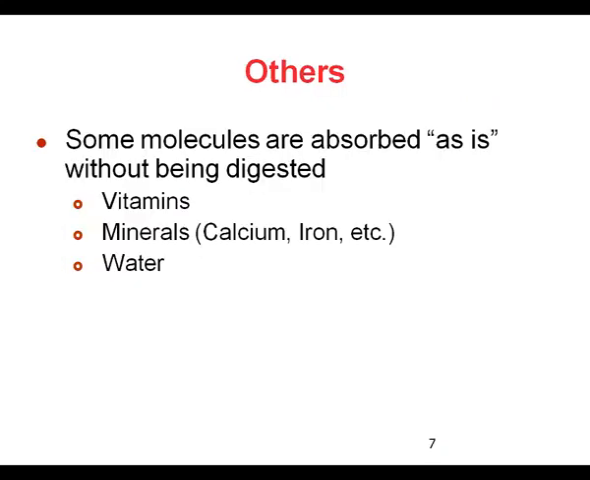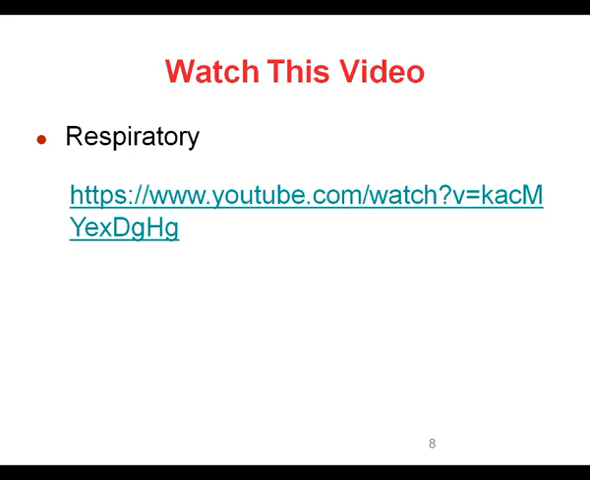Okay, and some other molecules are absorbed as is without being digested, vitamins, minerals, and water to name a few. All right, so that's the digestive system in a nutshell. We're going to go over the different parts of the digestive system again and what their functions are and what kinds of enzymes are released in each part of the GI tract.